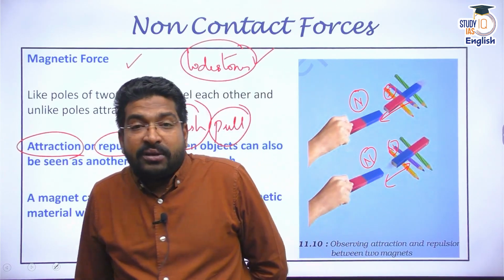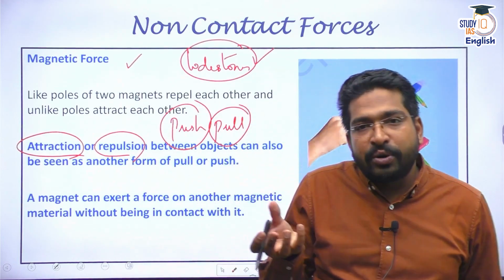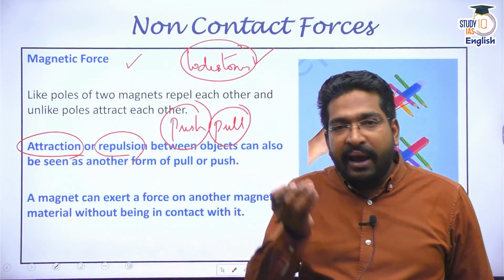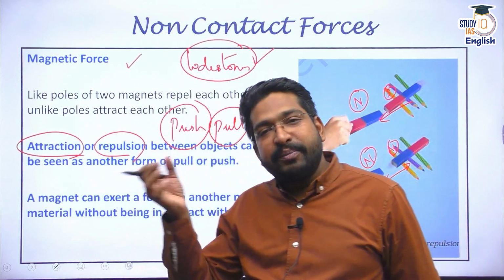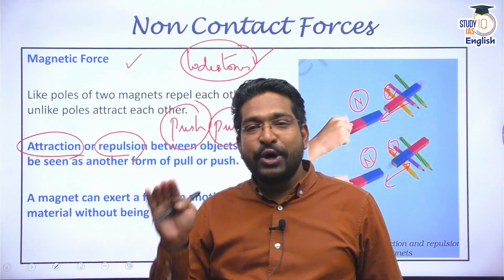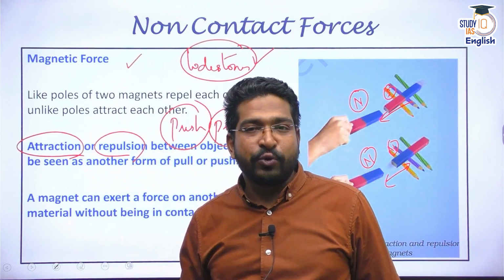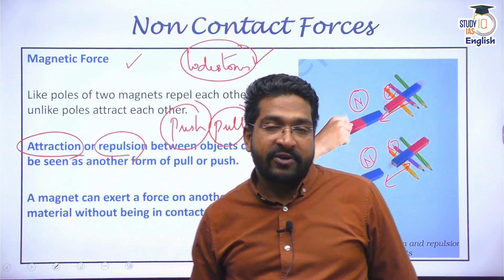There is no need that the other metal should be a magnet. You know, both need not be magnets. You do understand, a magnet and a magnetic material are more than enough for this push and pull. It can be between two magnets or between a magnet and a magnetic material. Magnetic force, an example of non-contact force.